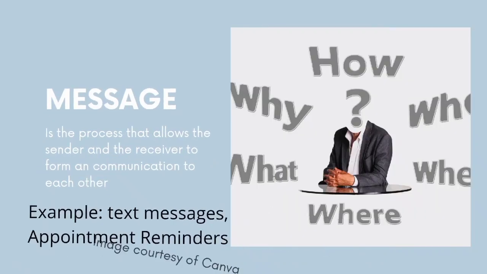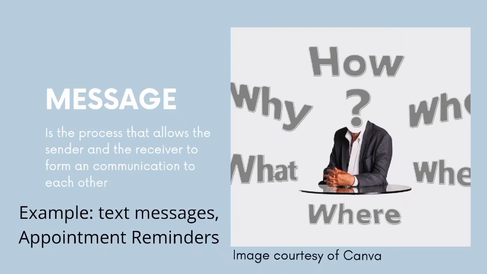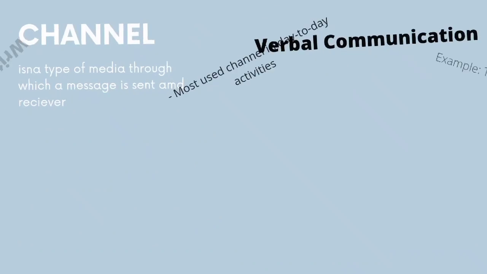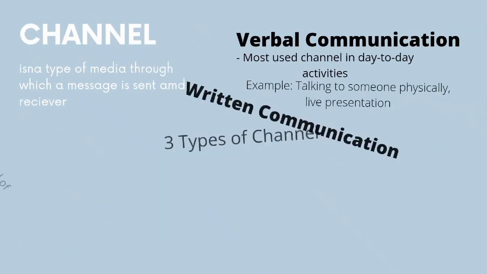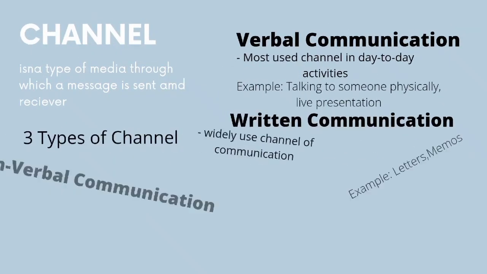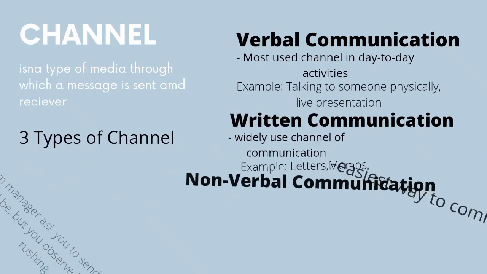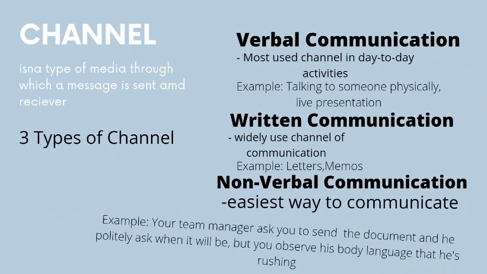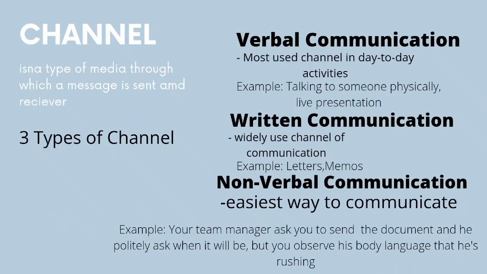Next is message. A message is a process that allows the sender and the receiver to form a communication to each other. Example for that is text messages, email, and appointment reminders. Channel is a type of media through which a message is sent and received. There are three types of channel. Verbal communication is the most used channel in day-to-day activities. Example is when you talk to someone physically.